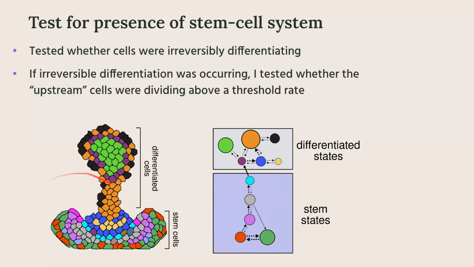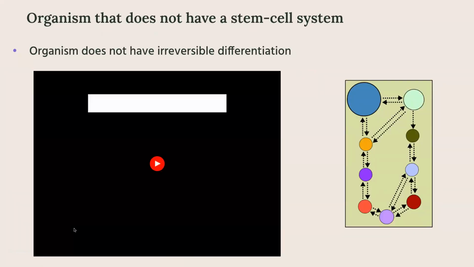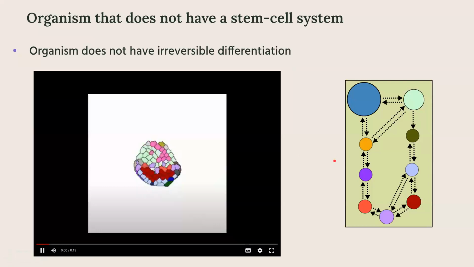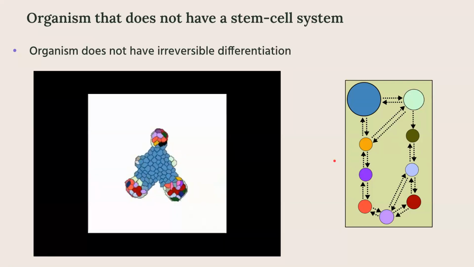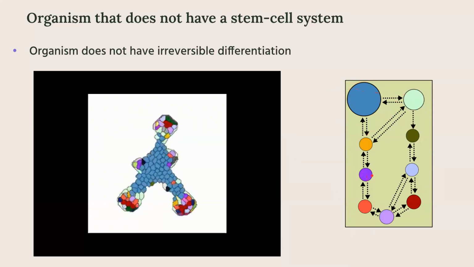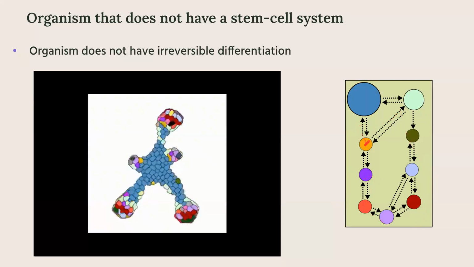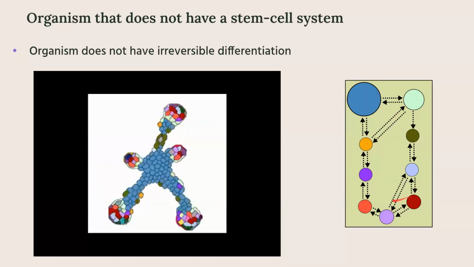In the case of this organism here, if you remember the video, you saw that these cells down the bottom here, these stem cells, were proliferating. So this organism has a stem cell system. In contrast, here I will play you the development of an organism that does not have a stem cell system. If we look at the state space from this organism here, and we look at how cell states transition to each other, any cell state can transition to any other cell state.